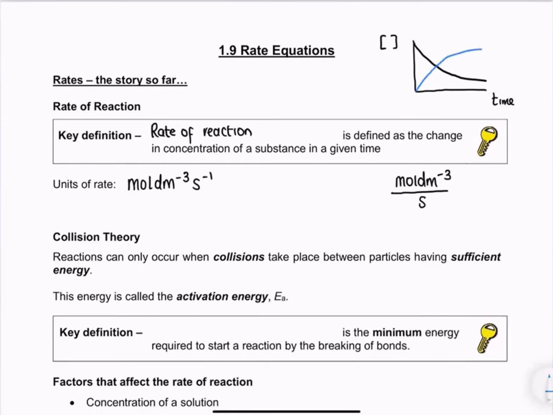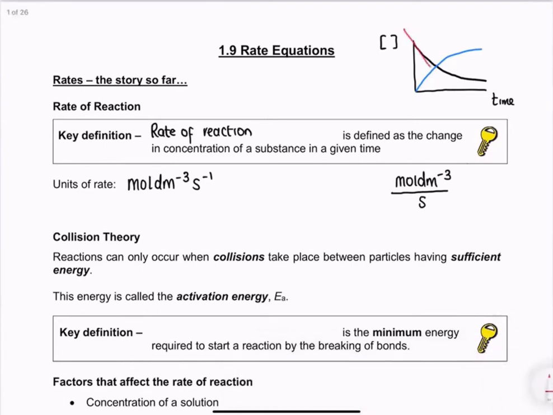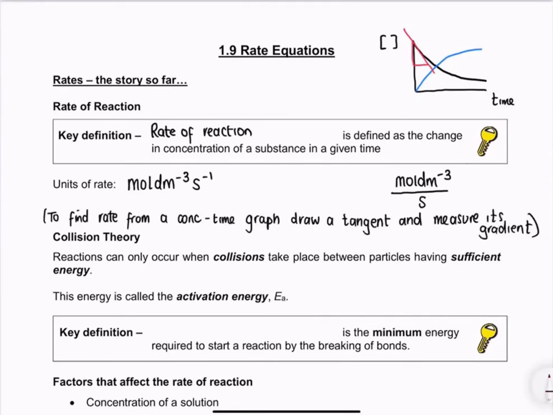And then this rate would be measured if we're looking at the change in something on the y-axis over the change in something on the x-axis. We'd be looking at what we would call the gradient by finding the tangent and taking the gradient. Then we'd be getting a measure of the rate. So there we go. If we want to find the rate from a concentration time graph, we would draw a tangent and measure its gradient.